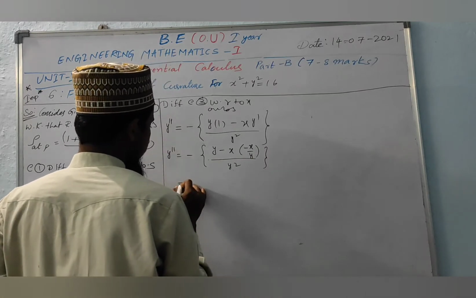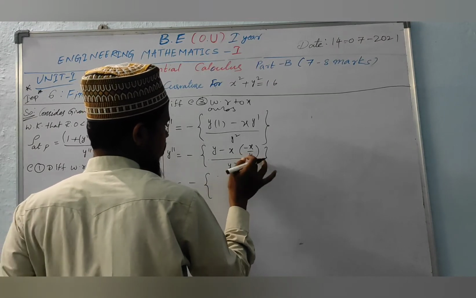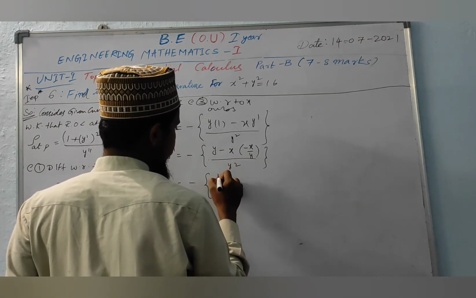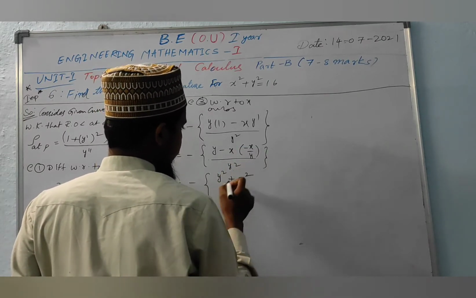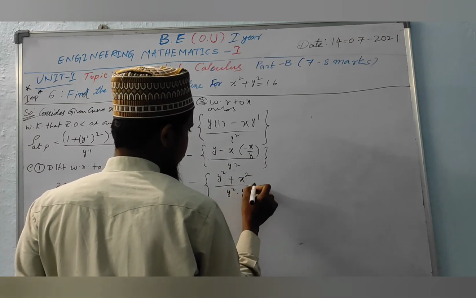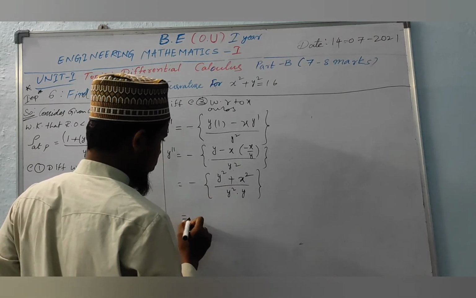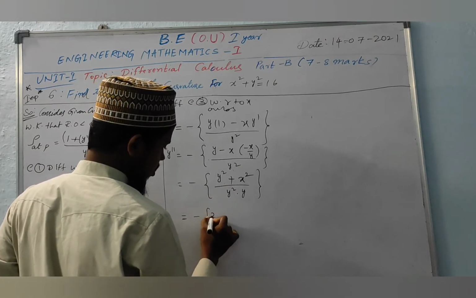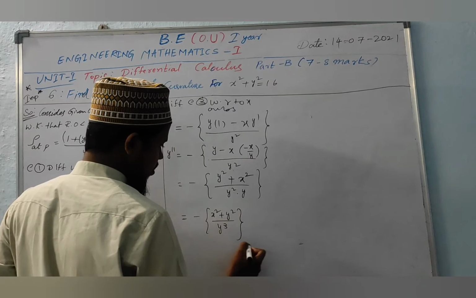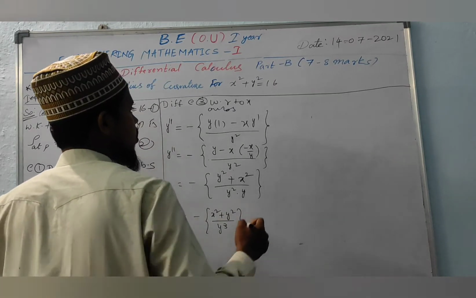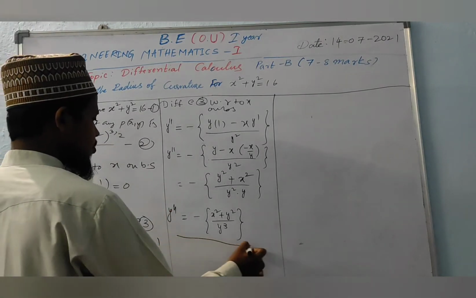Now take the LCM: y into y² minus, minus into minus gives plus, x² by y² into y. So we get (x² + y²) by y³. This is y″. So this is y′, and this is y″.